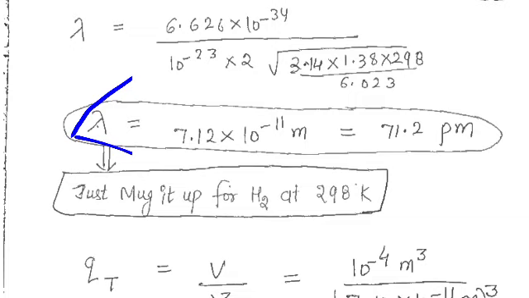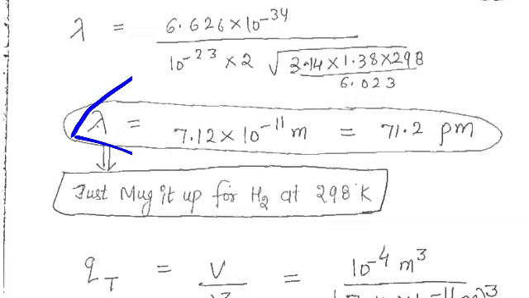Please just mug it up, because it is a very prevalent value, the kind of thing that could be asked in the exam or any of the entrance exams. So you just need to mug it up so that you can use it there. The lambda value for H2 is 71.2 picometer. You have to just mug it up, because it is going to help you a lot.